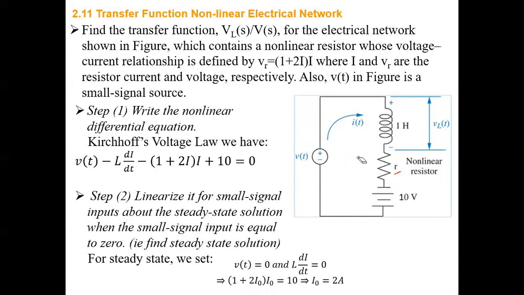And this is the circuit we have. You are supposed to find VL over VS, the transfer function. So obviously this guy does not have the VR. If it were Ohm's law, it would be like this, IR. It would be like this for Ohm's law. But this is nonlinear. That's why your VR is like this. And there is also an extra unit here. What is this called? This VT is a small signal source.